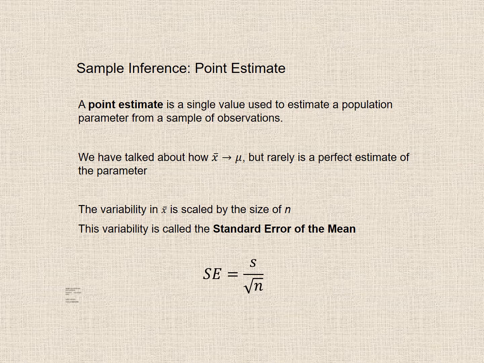A key to understanding how we achieve precision in sampling is grasping how the variability in the sample mean is scaled by the sample size. This variability is called the standard error of the mean, where the standard deviation of the sample variable, little s, is scaled by the amount of effort, or sample size, that went into it, and provides an estimate of the population standard deviation.